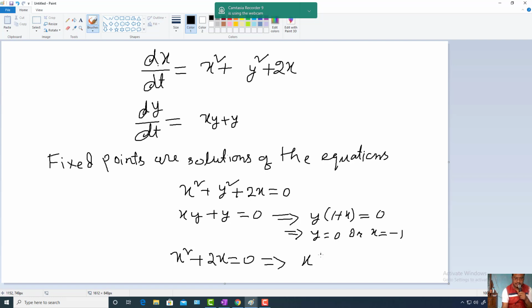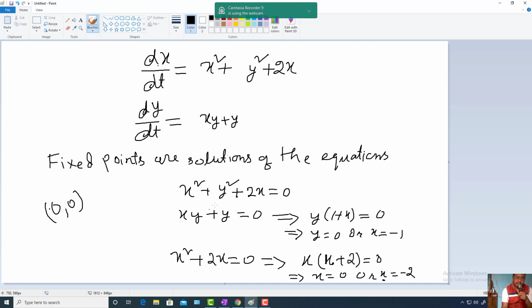So this implies that x times (x plus 2) is equal to 0. So from here, what do you get? This implies that x is equal to 0 or x is equal to minus 2. So from the first, you take y is equal to 0, then x is equal to 0 from the second. So (0, 0) is a fixed point. Okay, (0, 0) is also a fixed point.